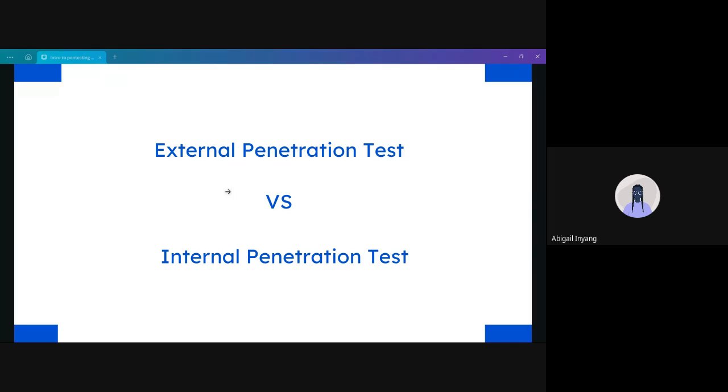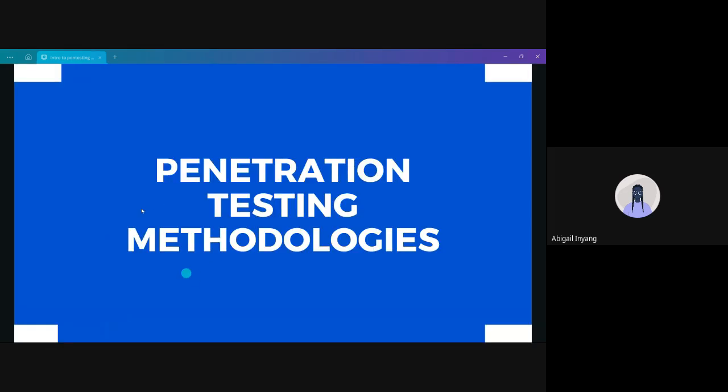So external, you're testing the company from a black box testing approach. Internal, you already have access to some of the systems in the network, and you're seeing if you can go further. These are the differences between external pen testing and internal penetration testing. So we now have the different testing methodologies.